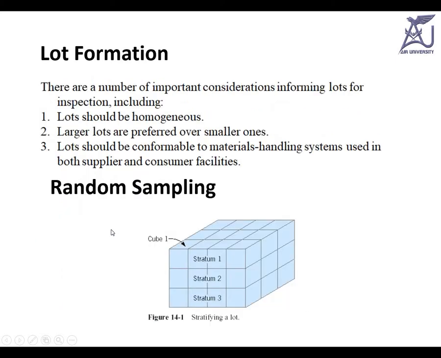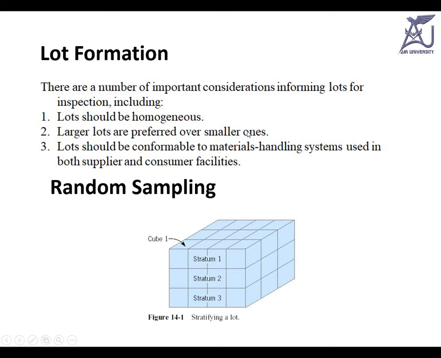Okay, coming to the lot information. First of all, because you do random sampling, you have to take care that the lot has to be homogeneous. If the lot is not homogeneous, that means your random sampling will not be possible. You may be biased, having some kind of biased sampling, but not random sampling.